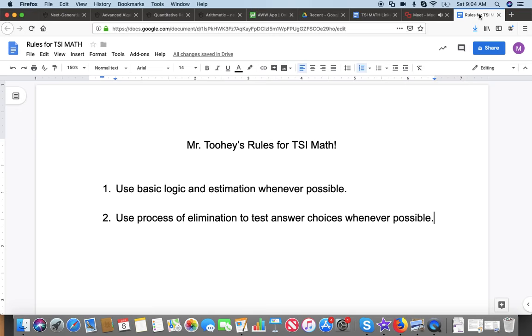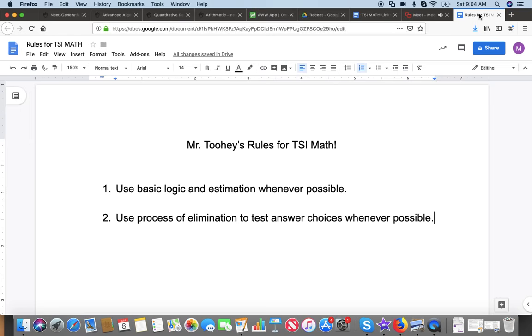Read rule number 1, my rules for TSI math. Out loud? Yeah, please. Okay, use basic logic in elimination and estimation whenever possible. Yeah, that kind of goes back to what I said earlier. You don't even have to carry out the exact correct operation a lot of the time. Maybe most of the time, right? You can just think logically about things and use some basic estimation skills and figure out what the right answer choice is or what the right answer choices are not and get rid of them, right?